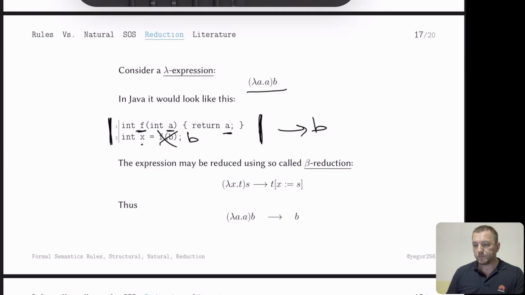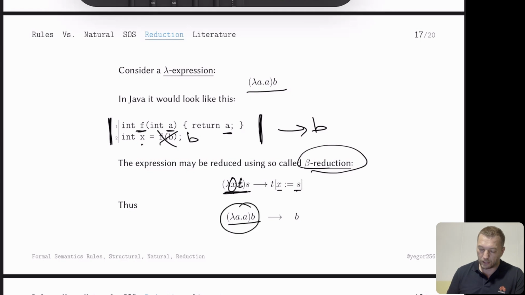In lambda calculus, it's called beta reduction. Beta reduction says if you see this lambda x.t applied to s, then you replace the x inside the expression with s. Whatever is in the t, the x must be replaced by s, which leads us to this. So in this expression, because there's an x here and an x here, you place b in here and b in here, and then you clearly understand that you will return b, the same as here.